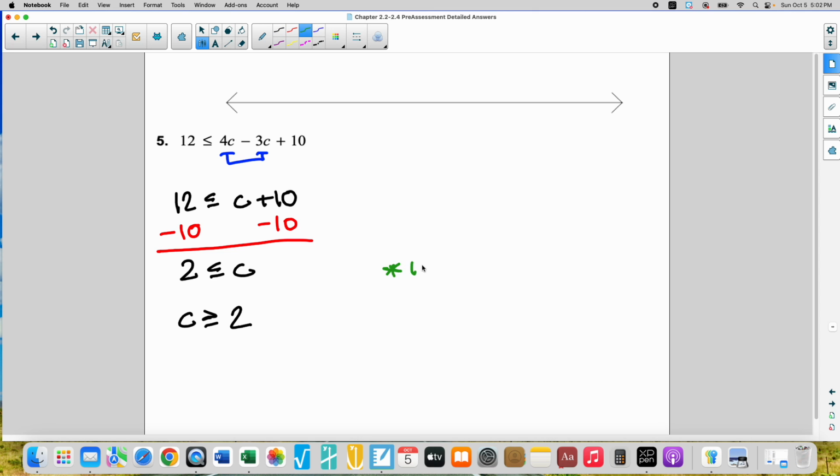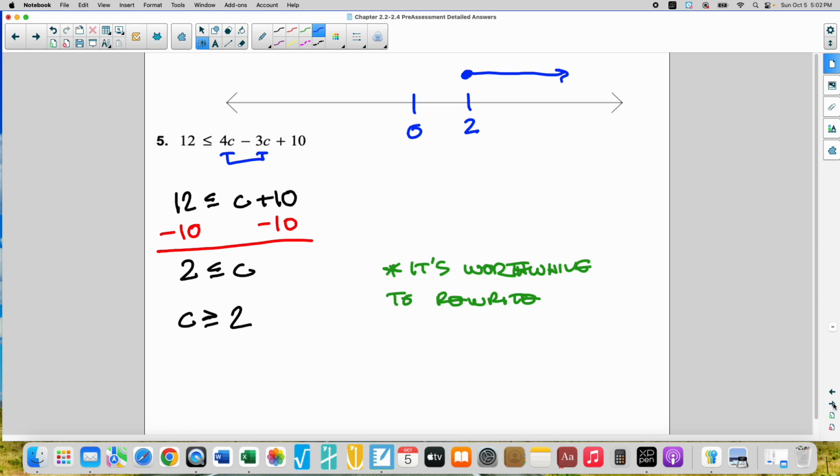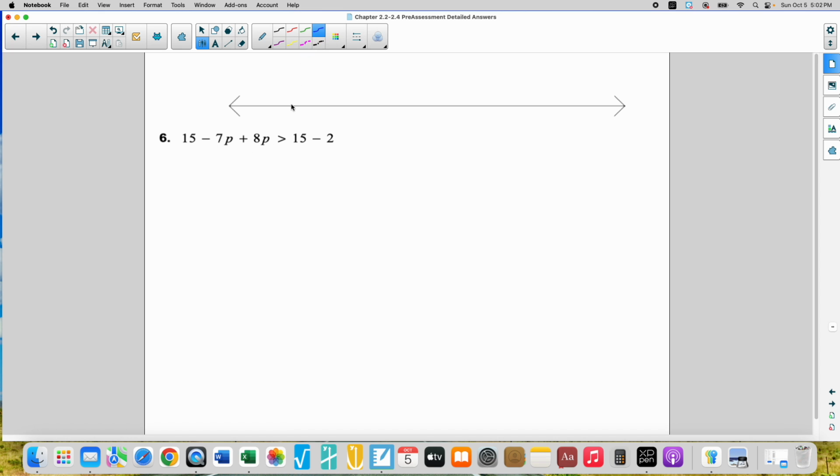It's worthwhile because it takes 2 seconds, and then we can ensure that we are graphing in the proper direction. It's going to be a closed circle because it's greater than or equal to 2, and then I go to the right.